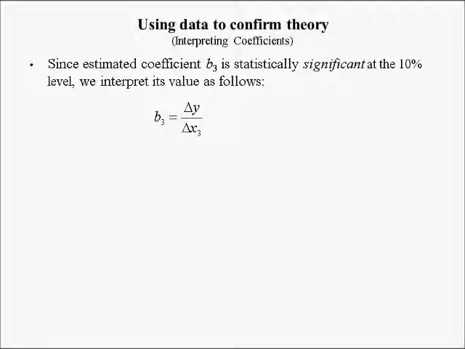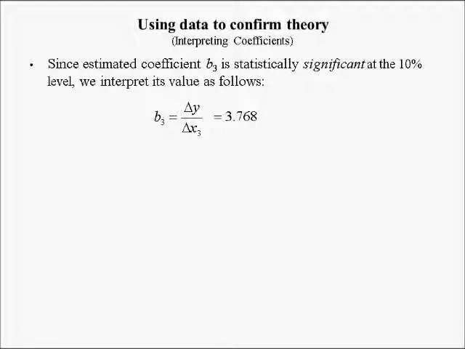Remember, what is a slope? What does B3 equal in mathematics? The rise over the run. The rise is a change in y, and the run is a change in x3. So what does B3 equal? It equaled 3.768 according to our regression output.